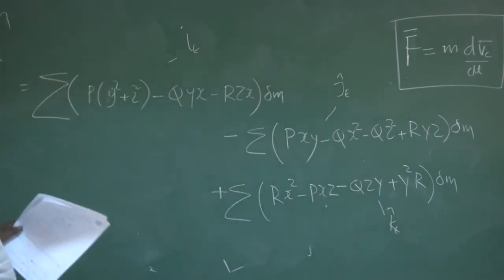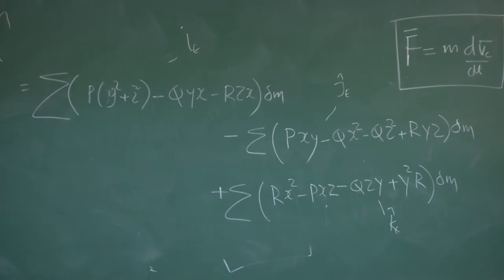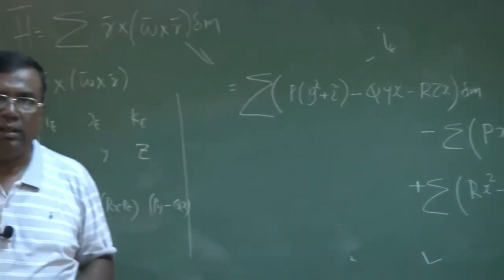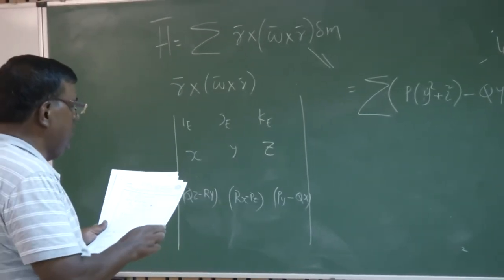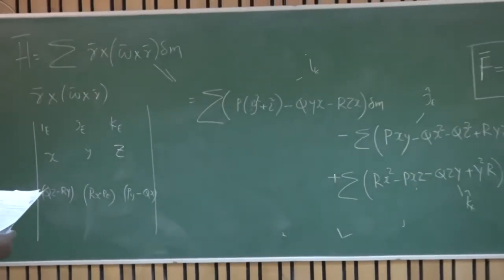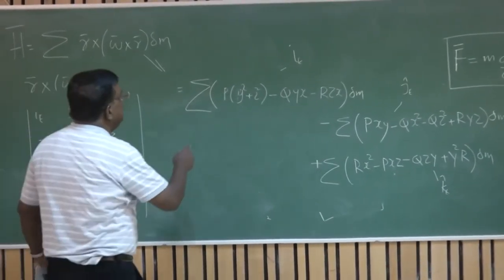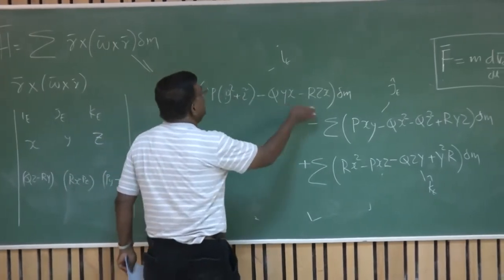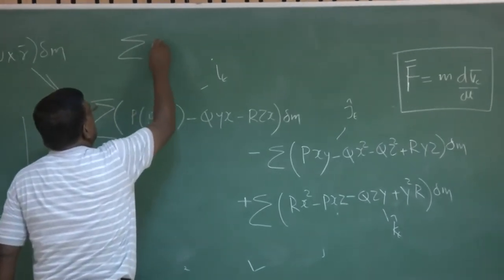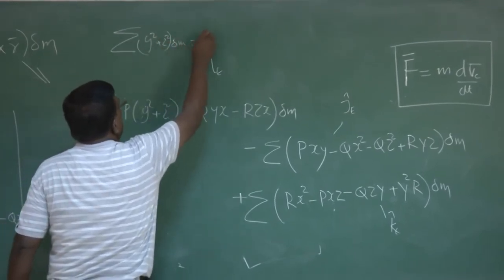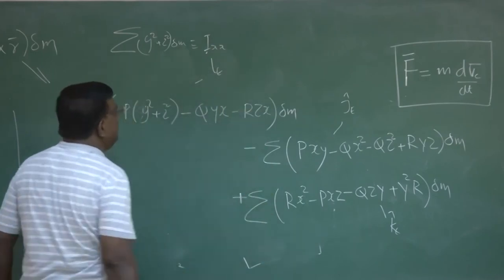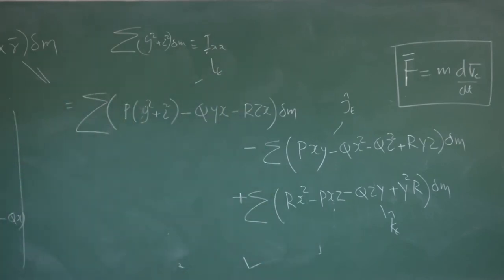I would strongly advise you must do these simple operations, right? And don't take me to court if there are some sign mistakes here. I assume that you will do it and you will cross check, okay? If I do this further operation, you could see that summation of Y square plus Z square DM is nothing but IXX, the moment of inertia about the X axis, right? Similarly, the cross moments of inertia, all those things you can do.